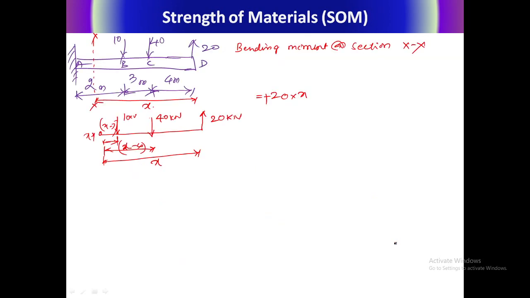Now let us look here. Now this is sagging: 20 into x. Next you have the hogging bending moment here. Load is 40 kilonewton, distance is x minus 4, minus, this is also hogging, because it tries to rotate in this direction. Load is 10 kilonewton, distance is x minus 7. Now this is a general equation.